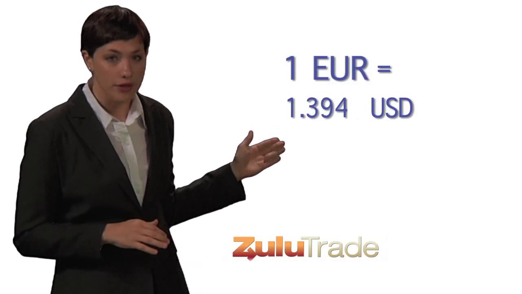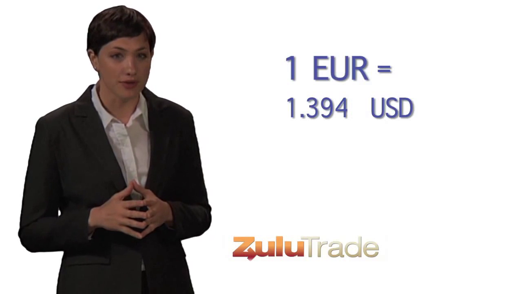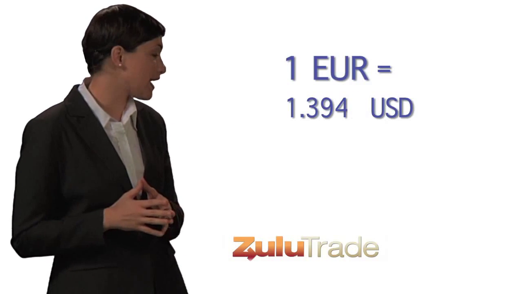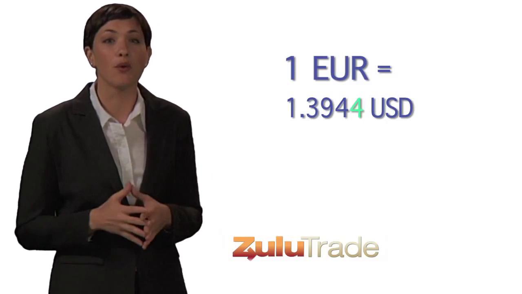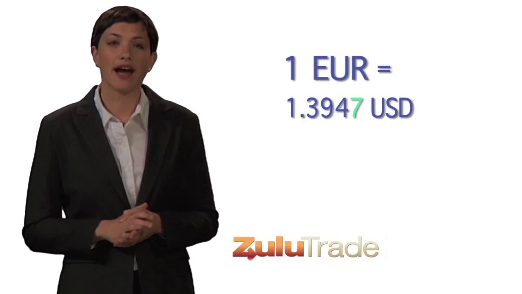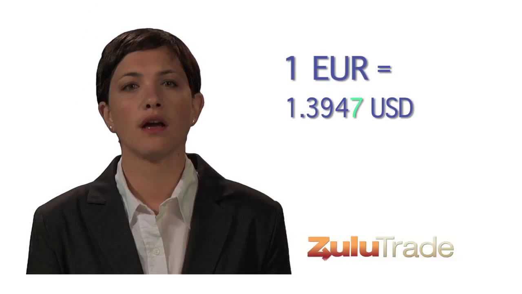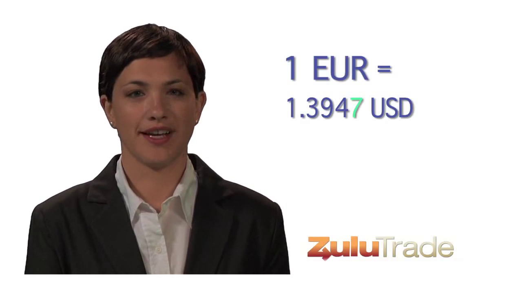1.3940, 1.3941, 1.3942, 1.3943, 1.3944, up until 1.3947. Great, we were right. Now, with €1, I can buy 1.3947 US dollars. Let's quit betting and take our profit now.